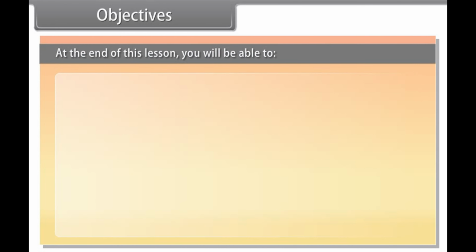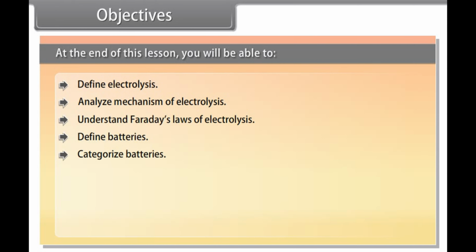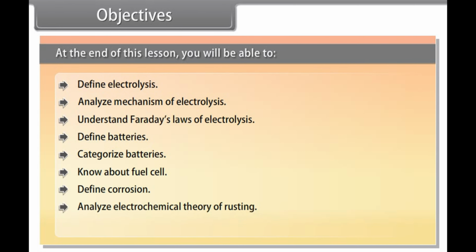At the end of this lesson, you will be able to define electrolysis, analyze the mechanism of electrolysis, understand Faraday's laws of electrolysis, define batteries, categorize batteries, know about fuel cells, define corrosion, analyze the electrochemical theory of rusting, and explain prevention of corrosion.